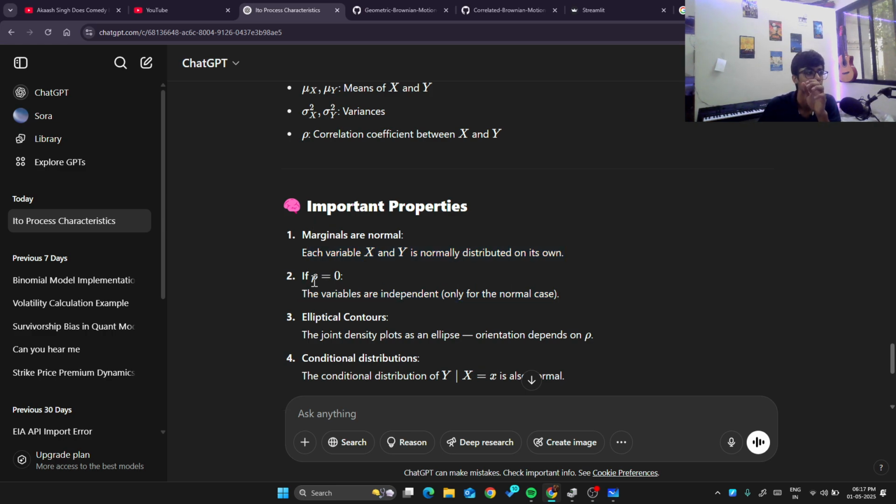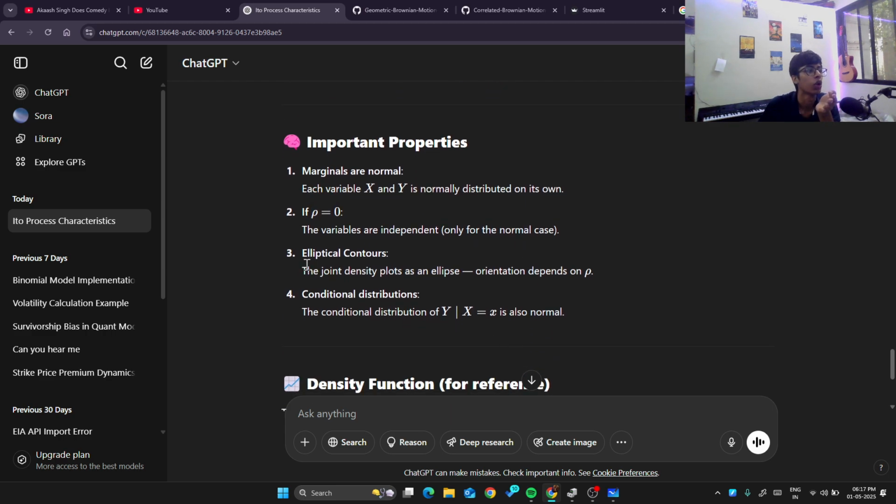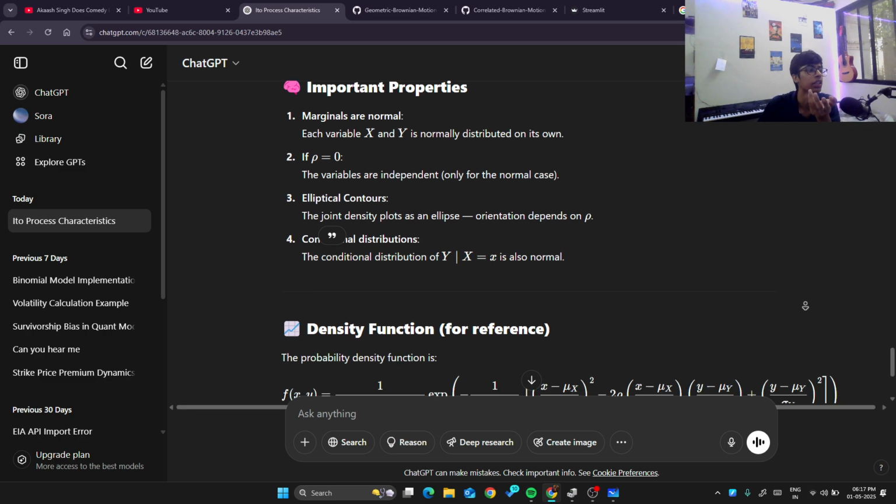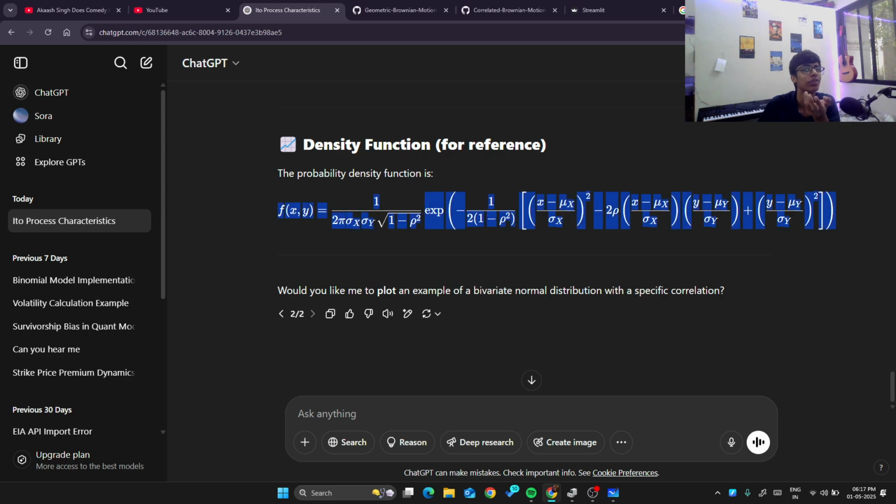So we will consider rho to be 0, where it is random, and then we will find the probability of correlated Brownian motion. It is used in jump diffusion models, like the Heston jump diffusion model, to find the probability and the joint density for ellipse orientation. Conditional probability is also normal, right? Say Y given X is also normal. This is the formula.